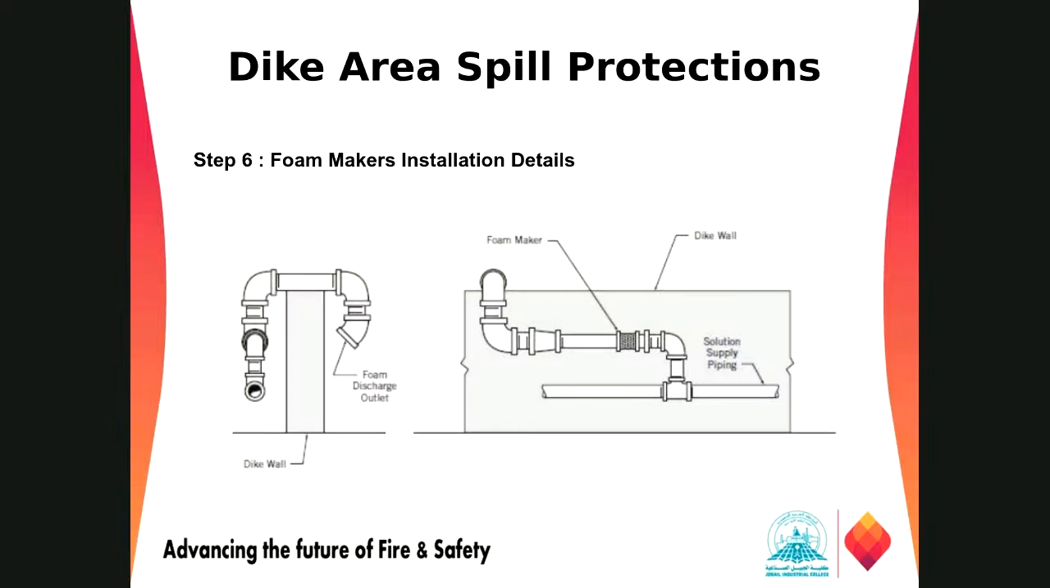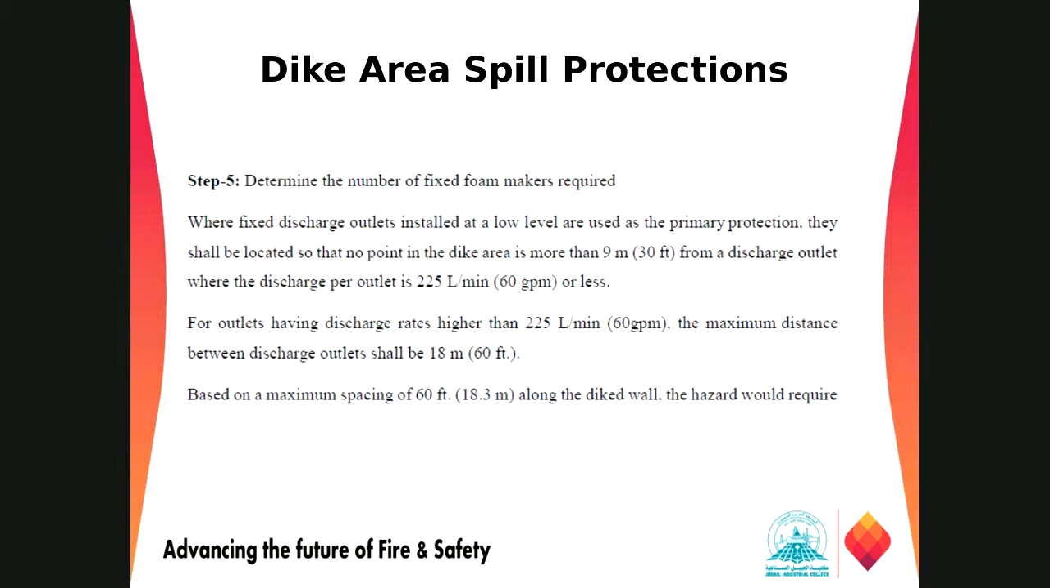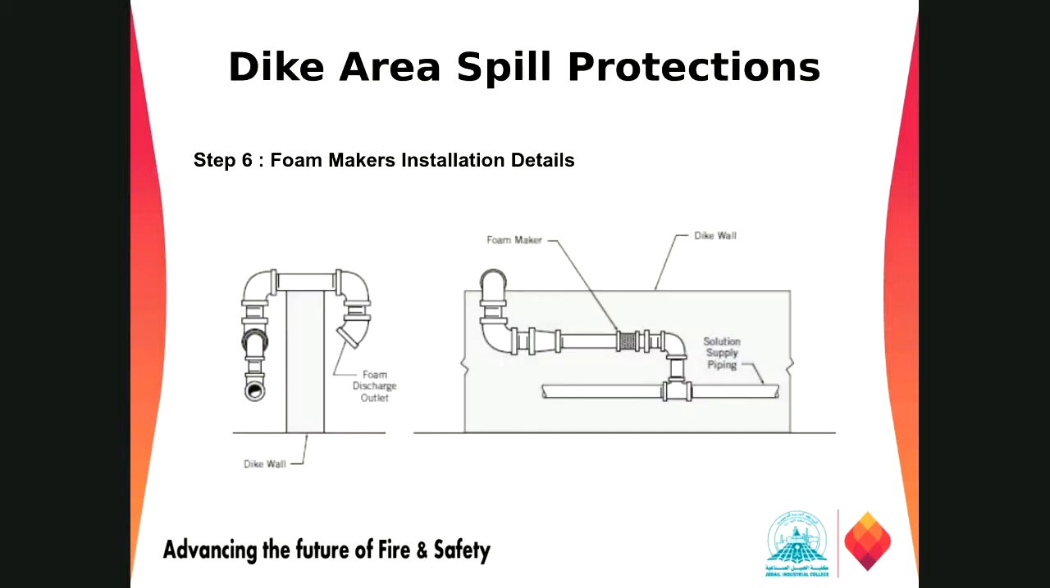Then we have step 5 now. We want the number of fixed foam makers. We are calculating here for the fixed foam makers. So what should be the number of fixed foam makers required if we are using the fixed discharge outlet installed at a low level? What is the meaning of low level? It is just discharging the foam in this area at the lowest level. So this is one of the applications of the low level fixed foam.